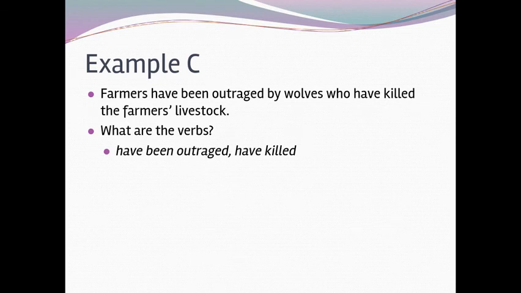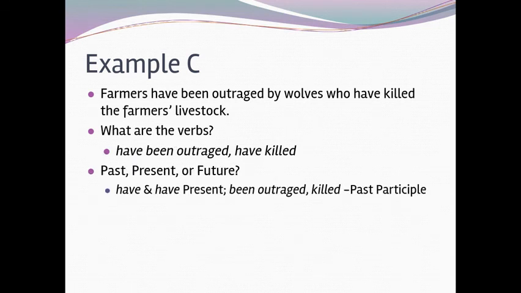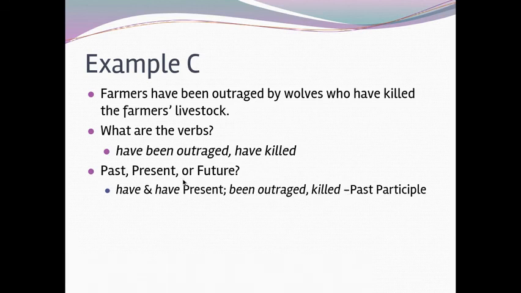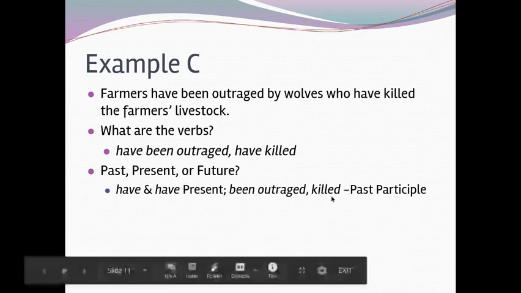Take them separately. So first we decide past, present, future. Again, outraged and killed doesn't give us an answer. It's whatever's first, have and have. Both of those have are going to be present. Will have is future, had is past, have is present. So we know it's present. Been outraged and killed, those are all past participles. It's the ed or en form of the verb coming after a helping verb. So both of them are past participles.